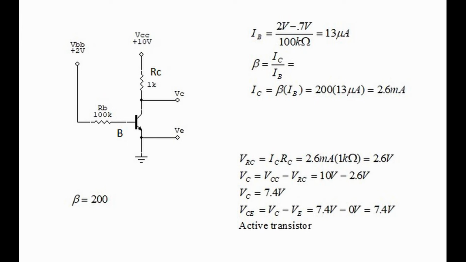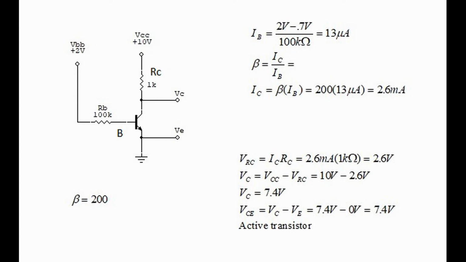Let's begin by calculating the base current. We have a source of 2 volts, that's called VBB, and then we subtract 0.7 volts. Why? Because we have a diode in the current path. The lower part of the transistor is a diode. So now we say 2 volts minus 0.7 volts divided by the base resistor, 100 kilo ohms. The base current is 13 microamps.